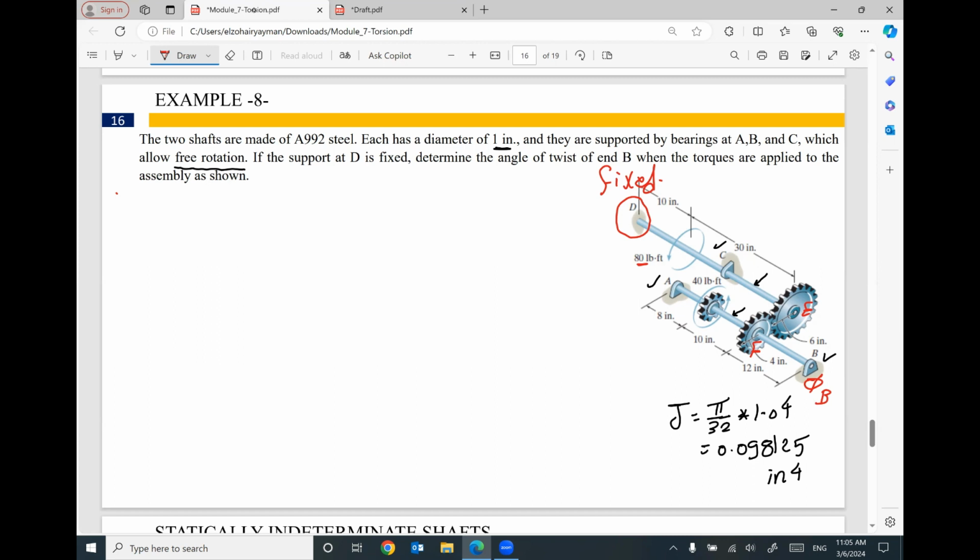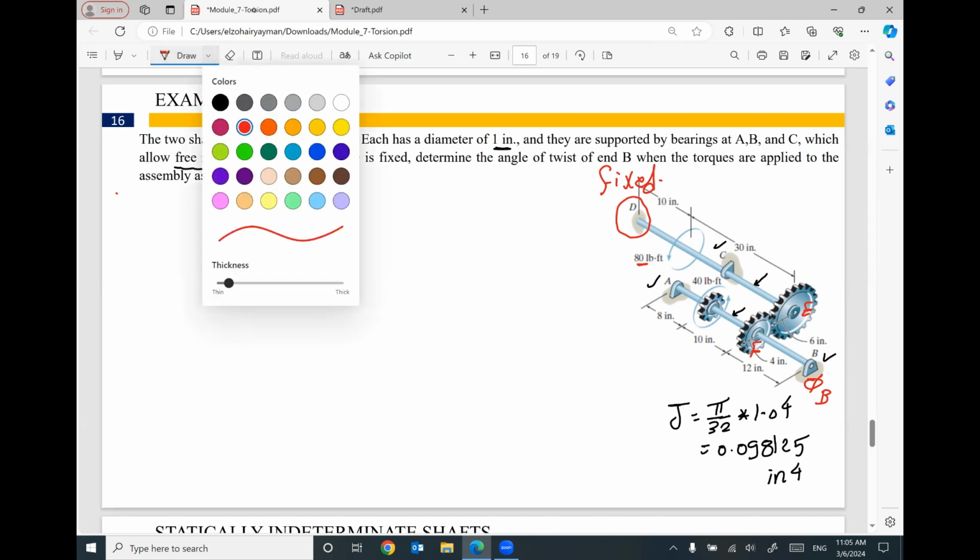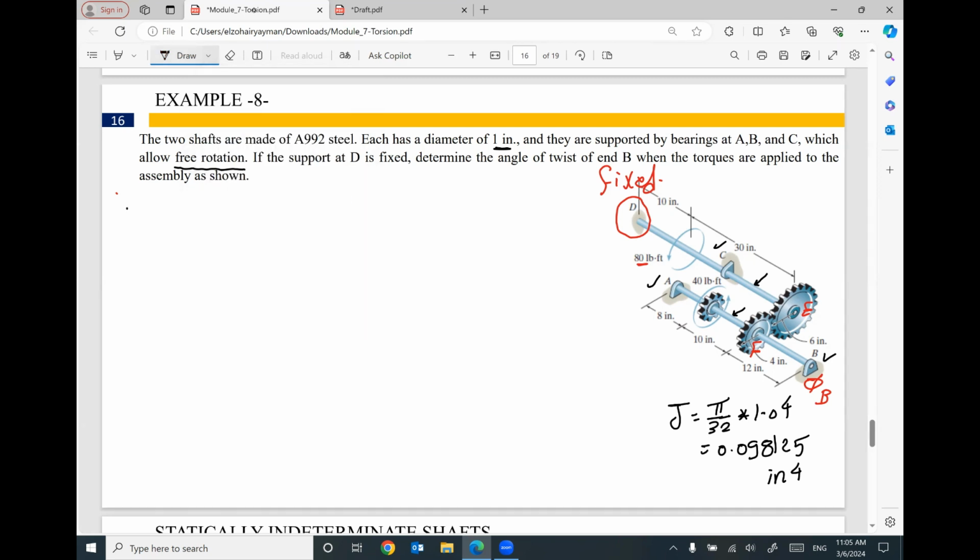So please pay more attention to this example. It's a little bit confusing, so I will try to do my best to explain it in more detail. I'm gonna start with the shaft AB. So we have a little gear here, and we have a bigger one here. And this is the shaft. This is end B, and this is end A.